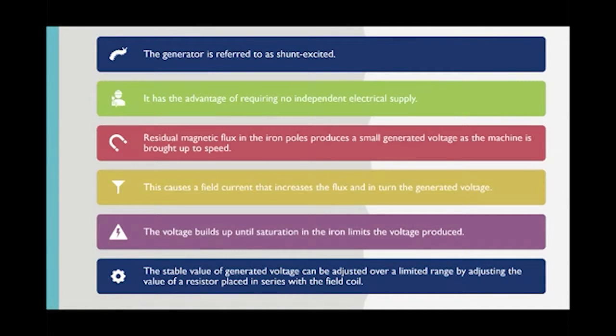Next, residual magnetic flux in the iron poles produces a small generated voltage as the machine is brought up to speed. So the consequence is that it causes the field current that increases the flux, and in turn increases the generated voltage. Later the voltage then builds up until saturation in the iron limits the voltage produced.